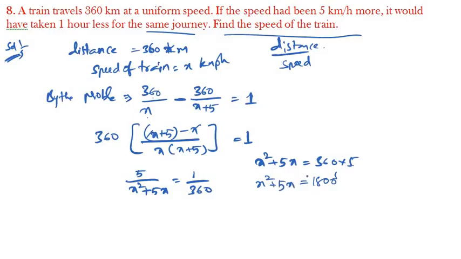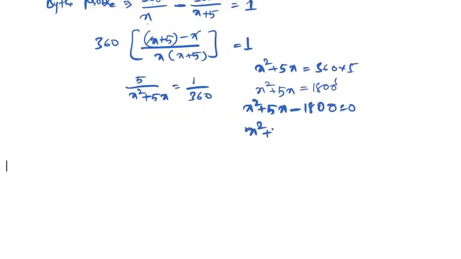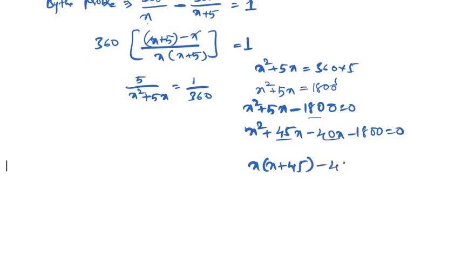Okay, so got it? So x square plus 5x minus 1800 is equal to 0. So here x square plus 45x minus 40x minus 1800 is equal to 0. 45 into 40 gives 1800, that's why I took this; I did it in rough notes, that's why I am telling you here. So x common: x plus 45 into x minus 40 is equal to 0. So x is equal to 40 and x is equal to minus 45 are the two values.